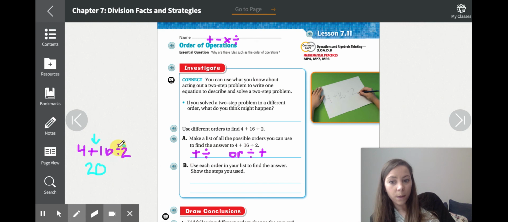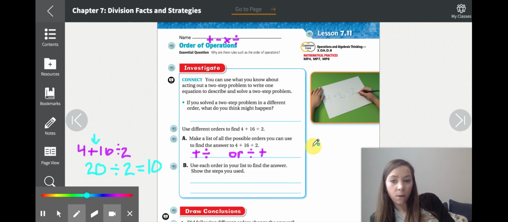So what's the step that's left now? I haven't done the divided by 2, so now I need to do the division. So 20 divided by 2, if you split 20 in half, it's 10. So if I do the addition first and then the division, it would give me 10.